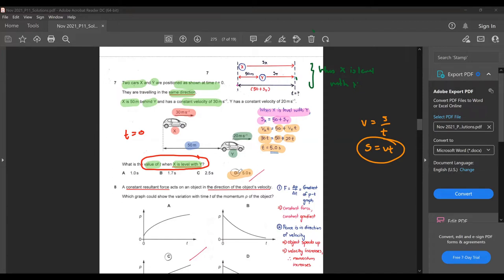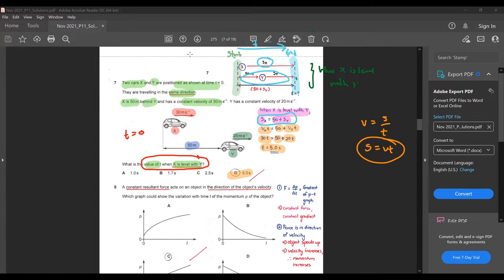Okay, so that is for this. Here is another way you can look at it. This one is your start point, and this one is your end point. From here to here is where time t has elapsed from start to end. So after time t, x would have moved sx, but after time t, y would have moved 50 plus sy. That's why my equation is this. So that's one way to look at this.